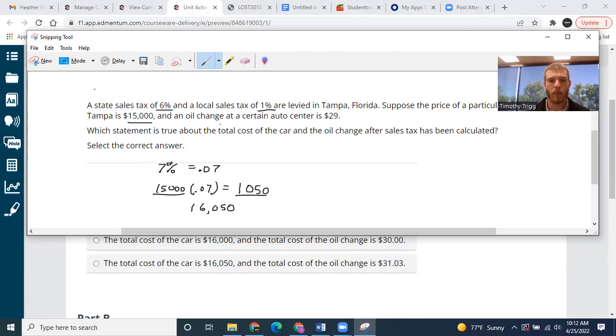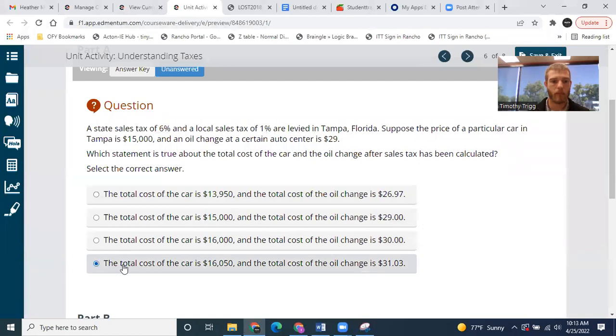Same idea for the oil change, but in our case, that's only $29. So $29 times 7%. This is not going to be very much. So let's figure out how much sales tax for the oil change. 29 times 0.07, $2.03. We're going to add that to the normal price, the gross price, right? So this would be $31.03. So this is for the oil change. This is for the car. Okay.